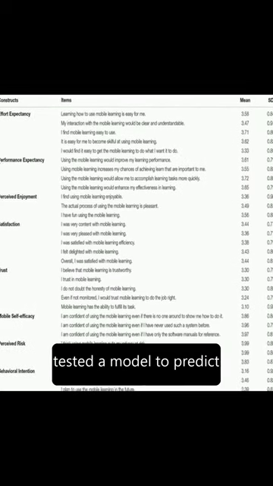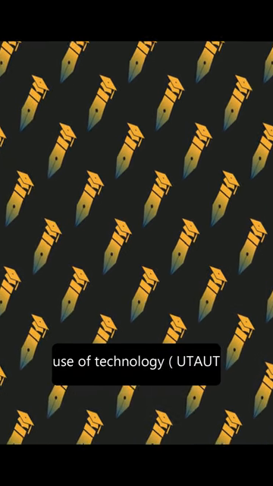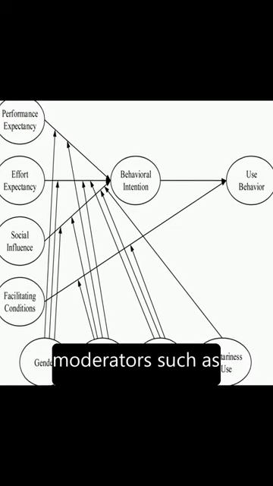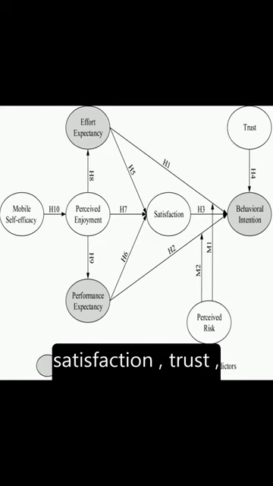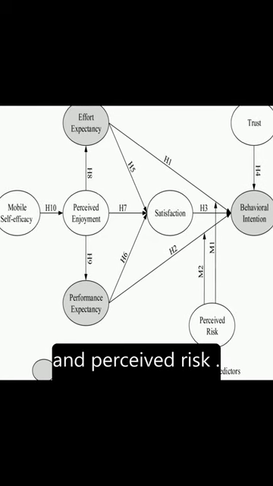This study developed and tested a model to predict factors affecting students' behavioral intentions toward using mobile learning, mLearning, by applying the extended Unified Theory of Acceptance and Use of Technology, UTAUT, model with additional moderators such as perceived enjoyment, mobile self-efficacy, satisfaction, trust, and perceived risk.